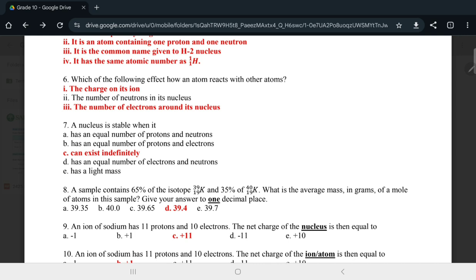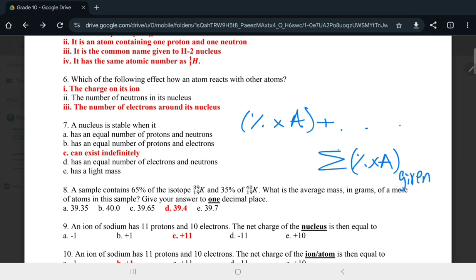Okay, now number 8, the rule for average mass. The rule is the percentage multiplied by the mass number, plus whatever. So you could say it as the percentage times the mass number, the sum of them, if they are given.